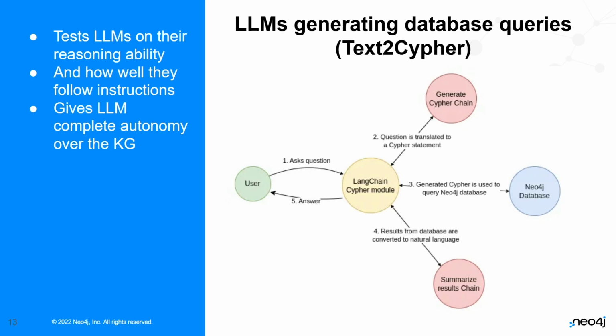And at first, we were all very excited. So how do you give basically the most freedom to an LLM agent? You can allow it to generate database queries, right? So Neo4j is a graph database, and graph databases mostly use the Cypher query language. So when an LLM is generating a Cypher statement based on the user input, we call that text to Cypher, similar to when you have a SQL database, people call that text to SQL, right?